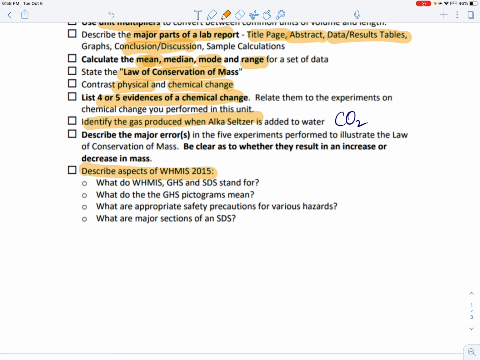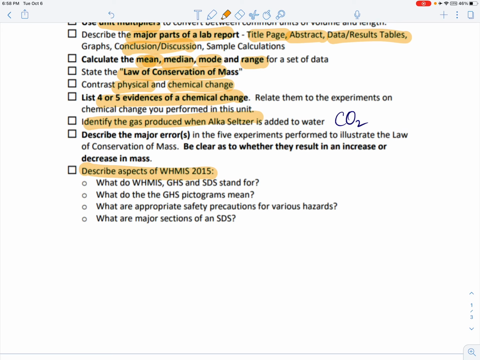You did an online safety course on WHMIS. Make sure you know what WHMIS means. GHS, the Globally Harmonized System, Safety Data Sheets, SDS. You should be able to recognize and interpret the different safety pictograms that might show up on a label for a chemical.